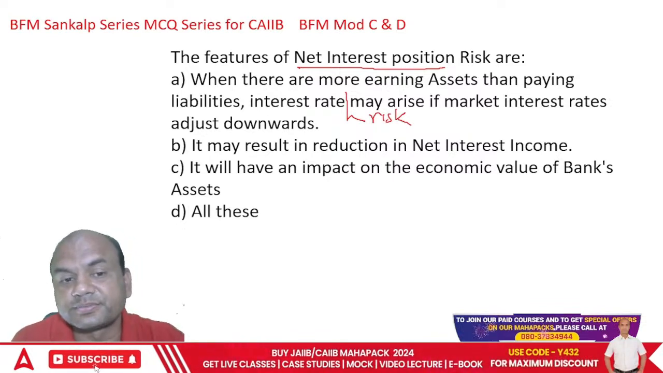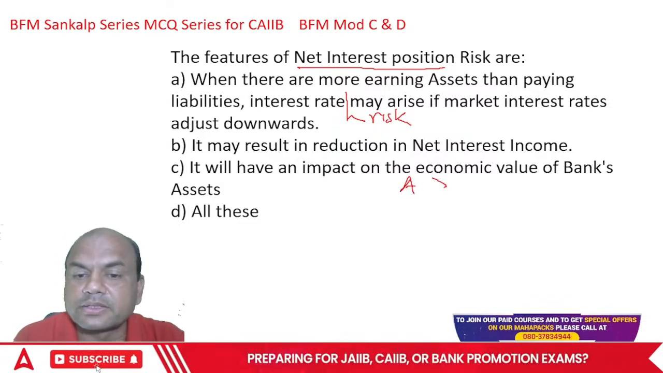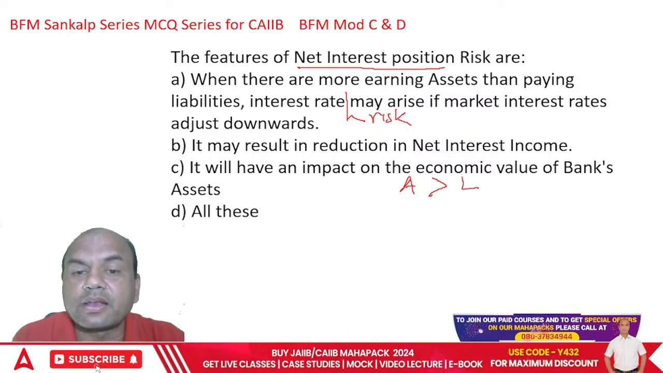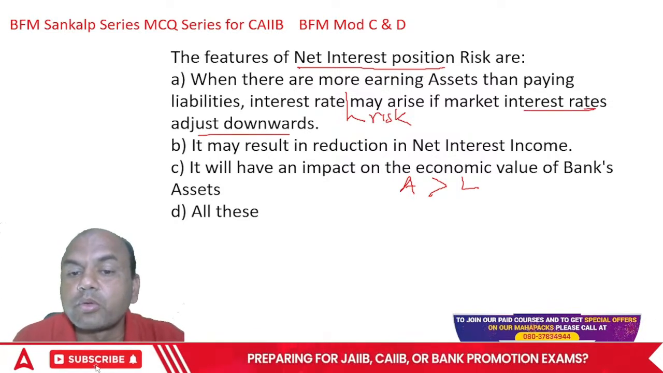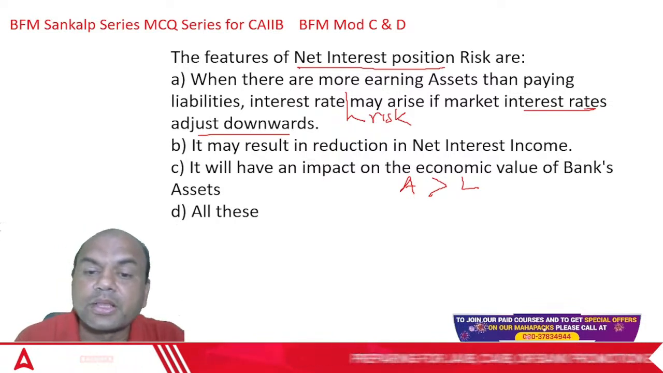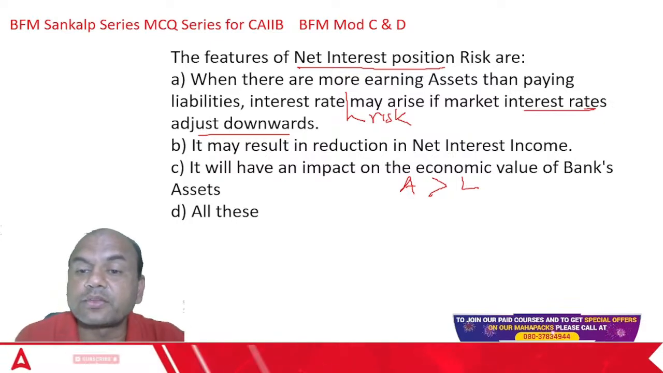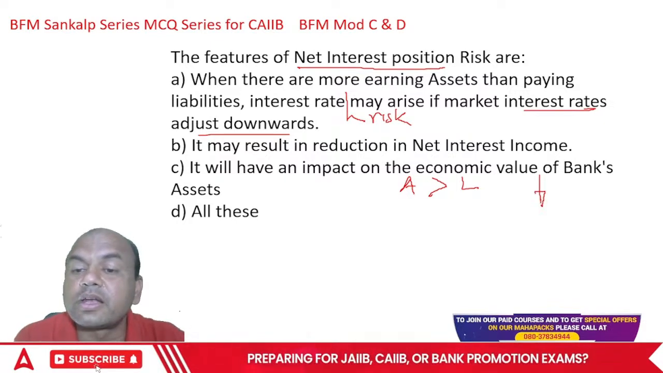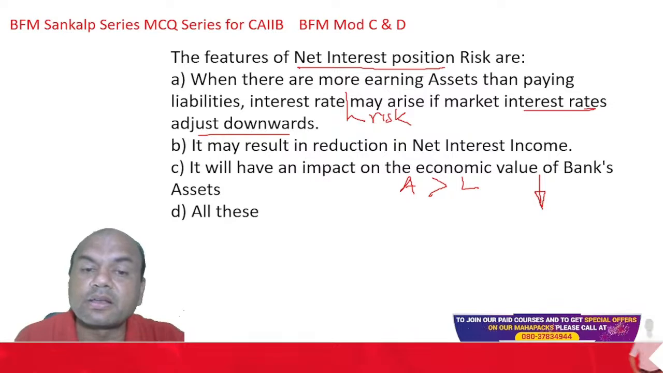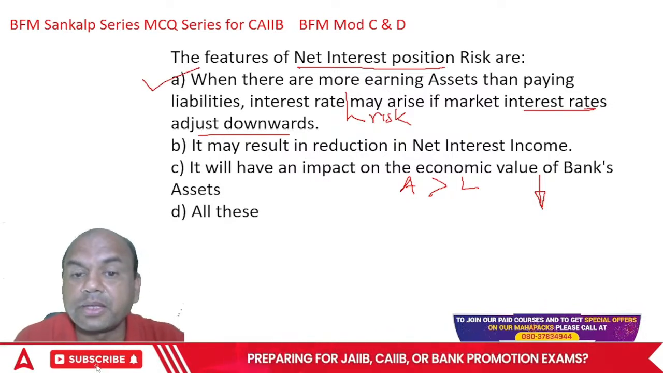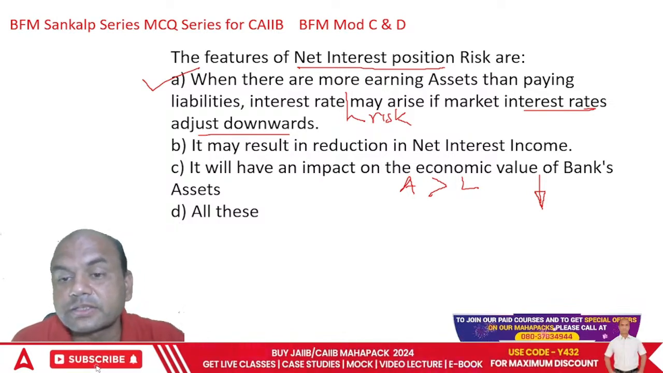Now, when there are more earning assets than liabilities, assets are more than liabilities. Then the interest rate risk may arise if the market interest rate moves down. If there are more assets than liabilities, I'm having more earning, my income is more because assets are more. So in that case, if the interest rate goes down, my earning will reduce, my surplus earning will reduce. That's why I may be faced with interest rate risk. So answer A is correct. What about B? It may result in reduction of net interest income. That is also true.